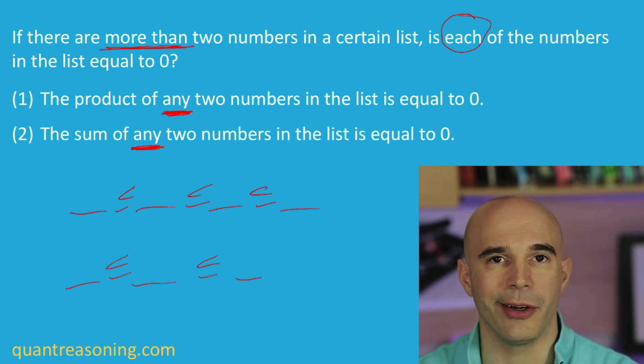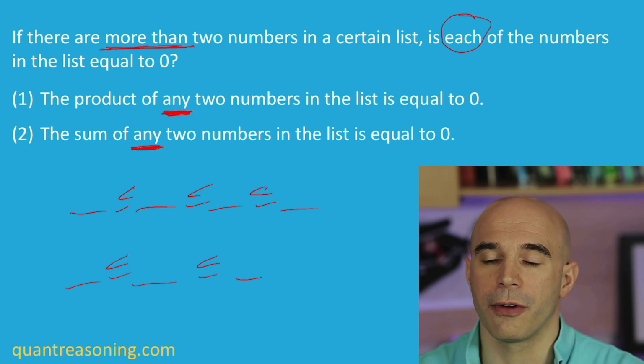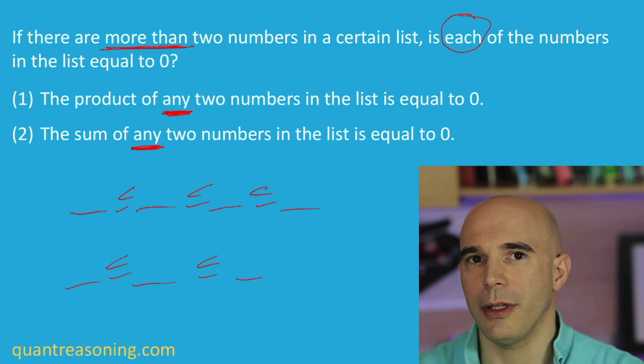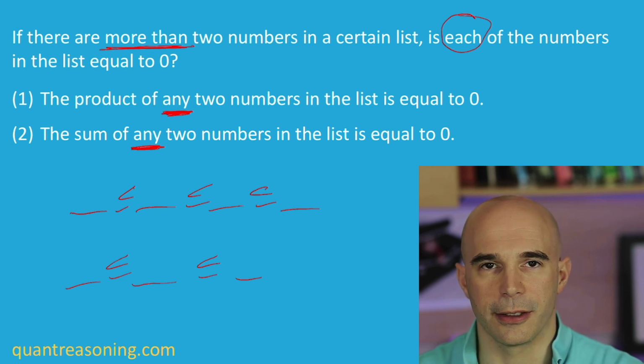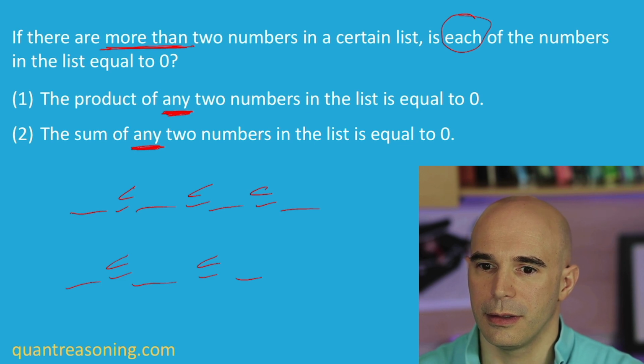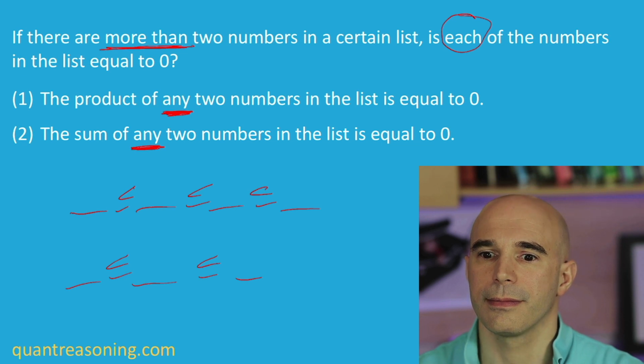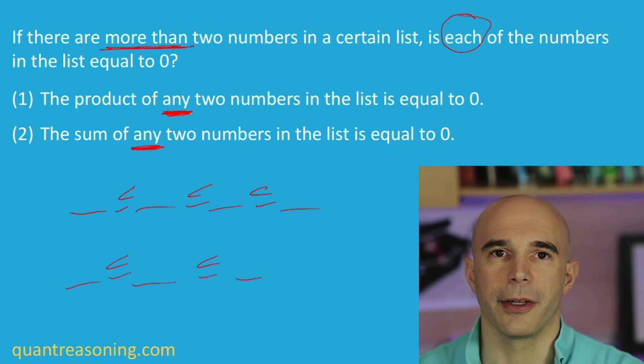Right? They want to know, are they all 0? I guess I would ask, first of all, is it possible that they're all 0? Does statement 1 allow for the possibility that all of the numbers in the list are 0? Yeah, it is possible that they're all 0. Is it possible that at least one of them is not 0? Yep. You can have all of them be 0 except for one of them, and the product of any two will still be 0. Very, very nice, Parth. That's right.